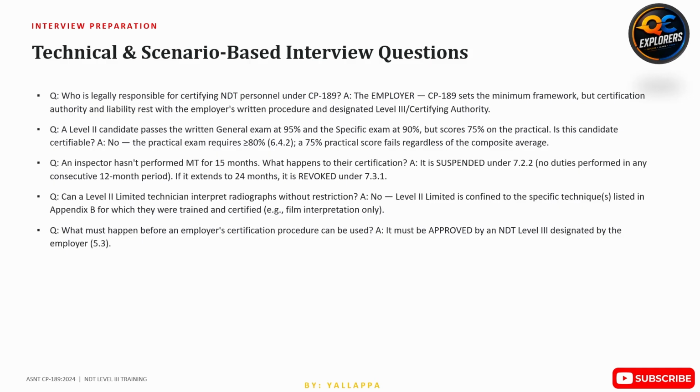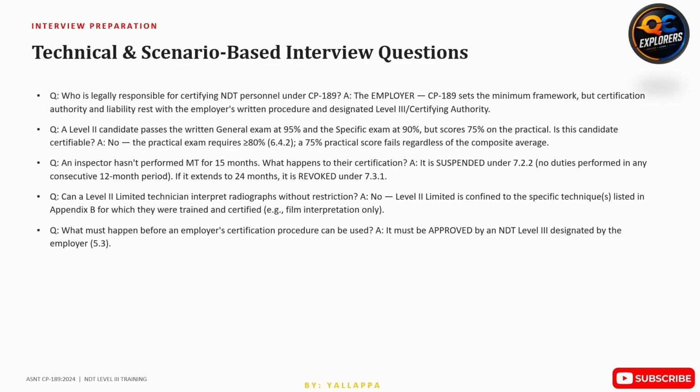Who is legally responsible for certifying NDT personnel under CP-189? This is one of the most fundamental questions in the entire standard. The correct answer is the employer. CP-189 establishes the minimum requirements for qualification and certification, but it does not certify personnel itself. Certification authority and the associated responsibility rests with the employer through its written certification procedure. The process is administered by the employer's designated Level 3 and finalized by the certifying authority.